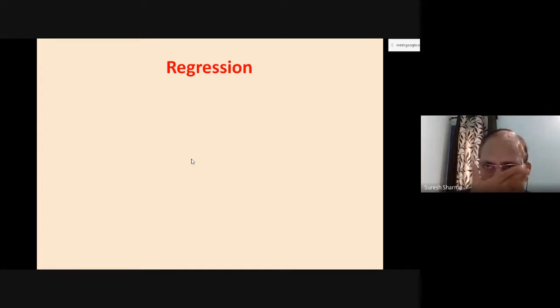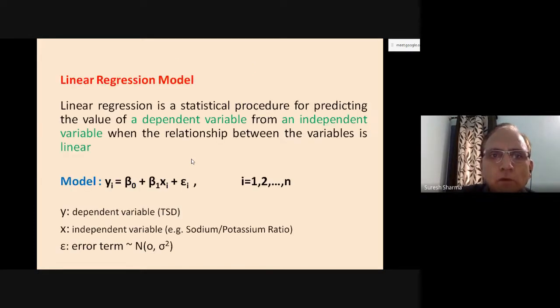Okay. Now, the question is, what do you mean by simple linear regression? Simple linear regression means there are only two variables, y and x. That's it. One variable is called dependent. Another variable is called independent. For example, this is the model. Y is a dependent variable and it depends upon x.